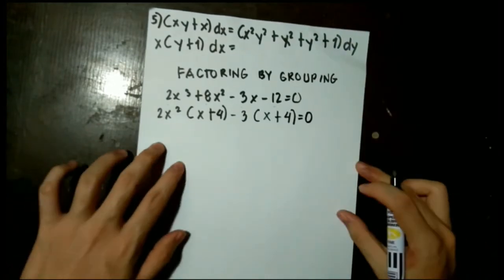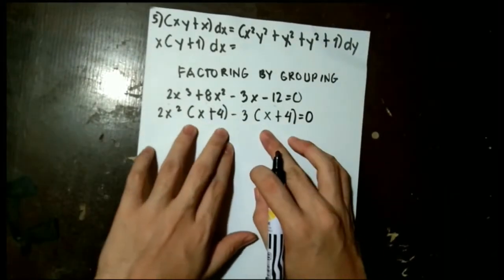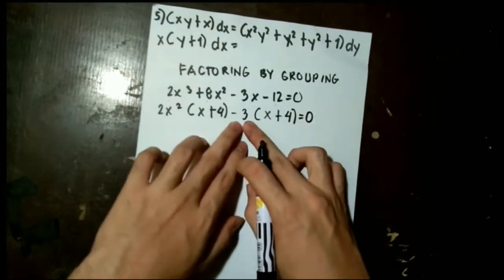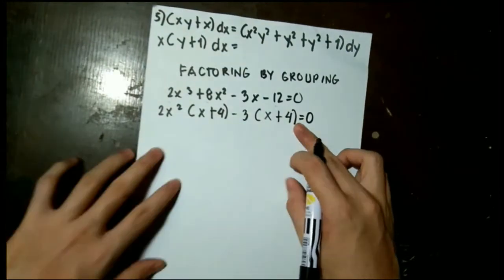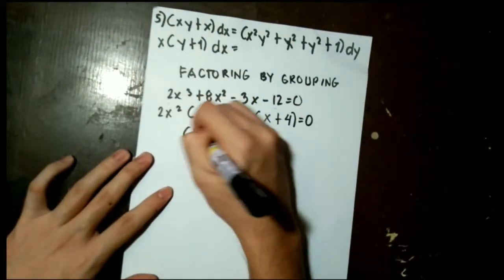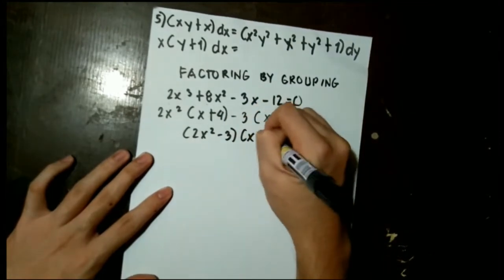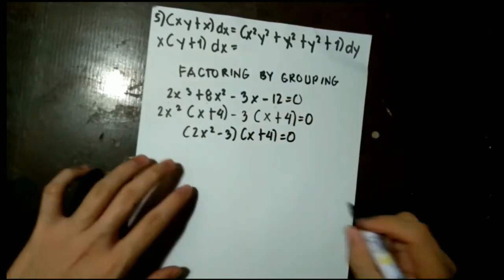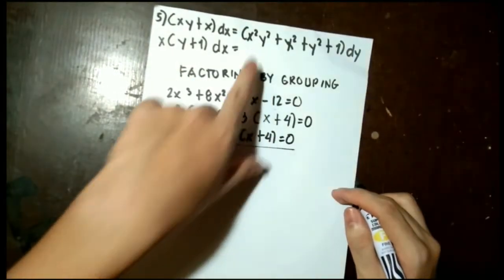So, sa factoring by grouping, i-add mo yung katabi nung magkapares nila. So, dito, yung 2x squared tsaka negative 3, ipa-plus mo. I-multiply mo dun sa kung ano yung pinagkakapares nila. So, dito, magiging 2x squared minus 3 times x plus 4 is equal to 0. So, ganito yung style ng factoring by grouping. So, i-apply naman natin siya dito.